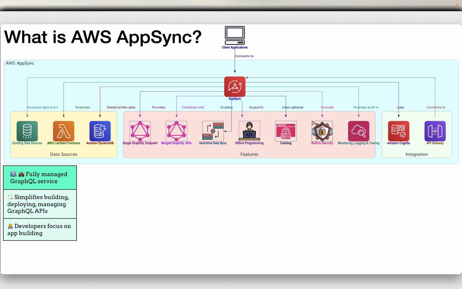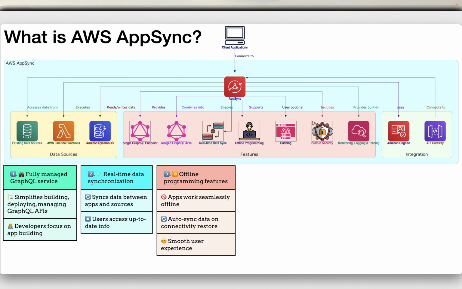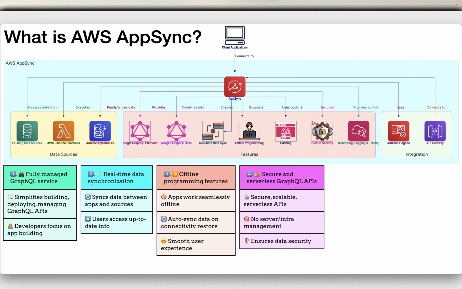AWS AppSync is a fully managed service that simplifies building, deploying and managing GraphQL APIs, allowing developers to focus on building their applications. AppSync enables real-time data synchronization between your applications and various data sources, ensuring that your users always have access to the most up-to-date information. With AppSync, you can build applications that work seamlessly offline and automatically synchronize data when connectivity is restored, providing a smooth user experience. AppSync provides secure, scalable and serverless GraphQL APIs, eliminating the need for managing servers and infrastructure while ensuring data security.